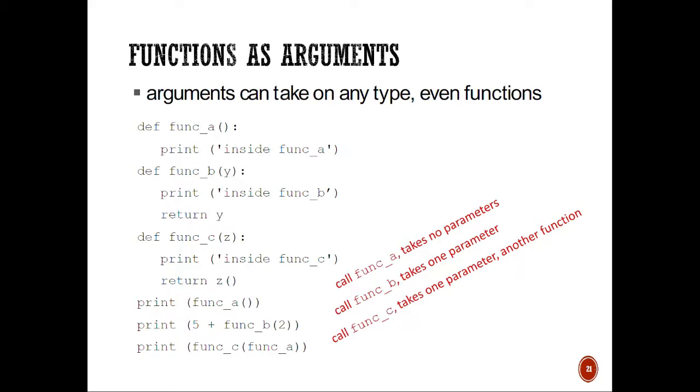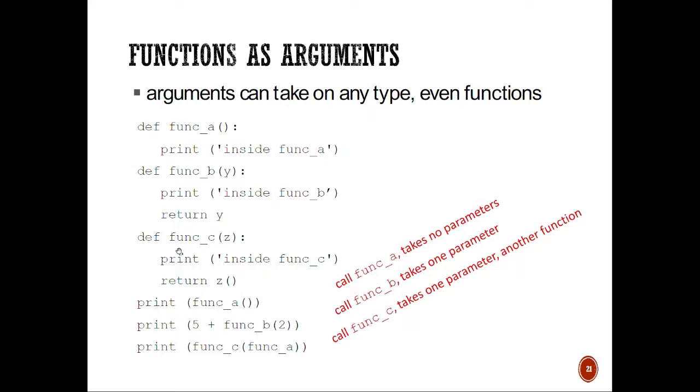So arguments, or basically the input to a function, can take any type, even a function itself. So for example, here we define function A, in which we are printing inside function A. Then we define function B to take a variable y. Inside function B we're printing that out and we're returning y.